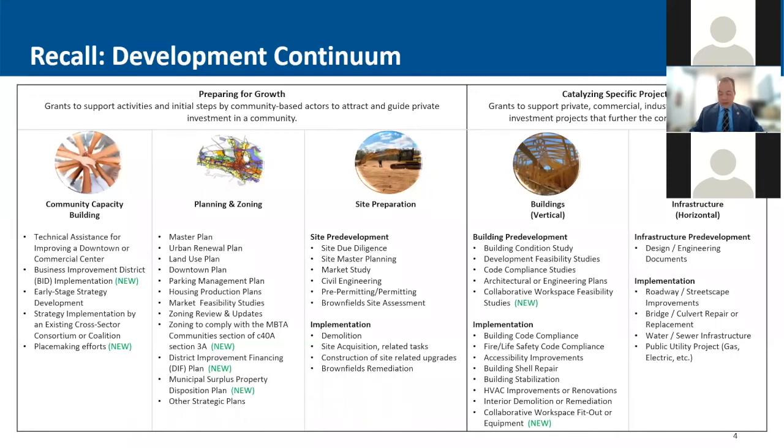And please note that the One Stop supports a number of new types of projects in this round, which includes business improvement district implementation, placemaking efforts, zoning to comply with the MBTA Communities section of Chapter 40A, creation of a municipal surplus property disposition plan, and finally, collaborative workspace feasibility studies and fit out projects.